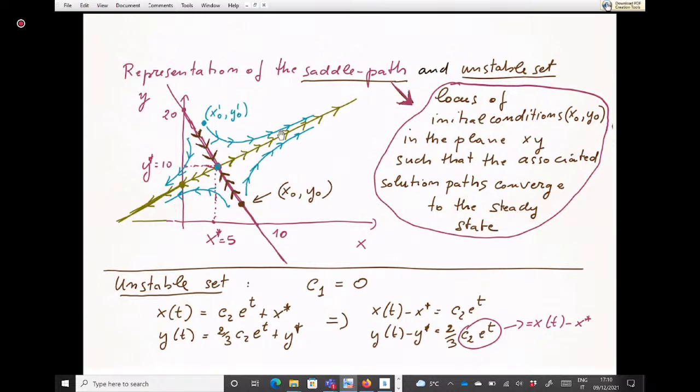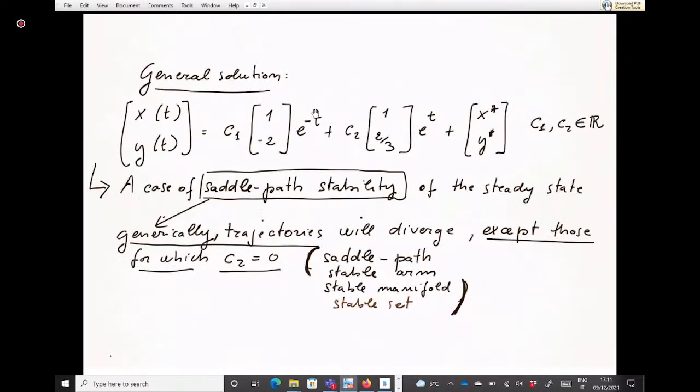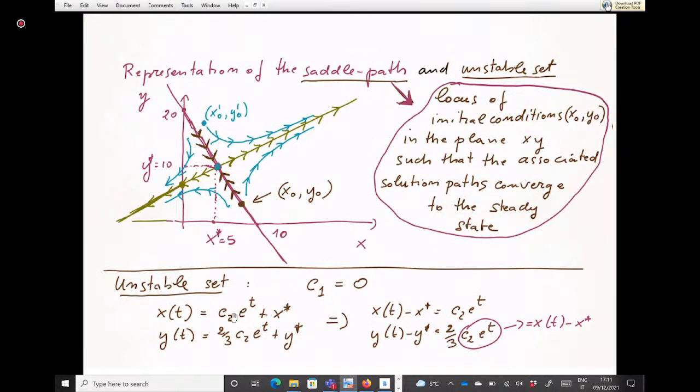But there is another object in this plane, which is called the unstable set. The unstable set is the green line. And the green line can be obtained in a very similar manner from the system. Eliminate the term in C1, the term that produces convergence, okay? If you set C1 equal to 0 and you repeat the same experiment, you have that your system is like this.